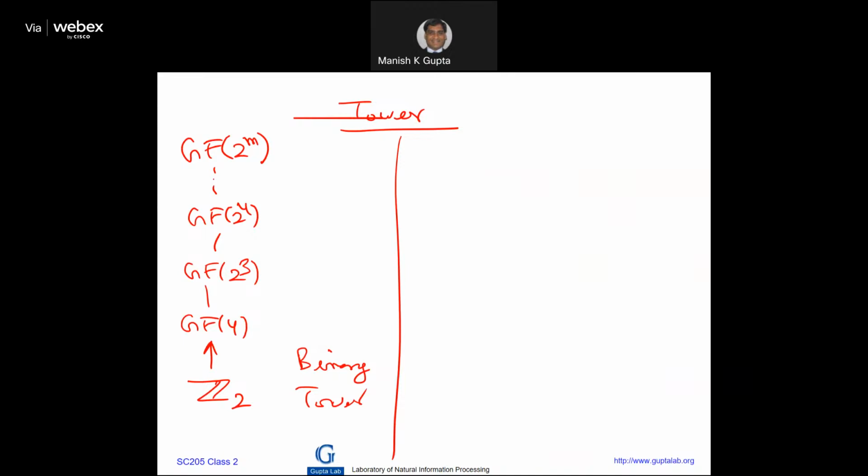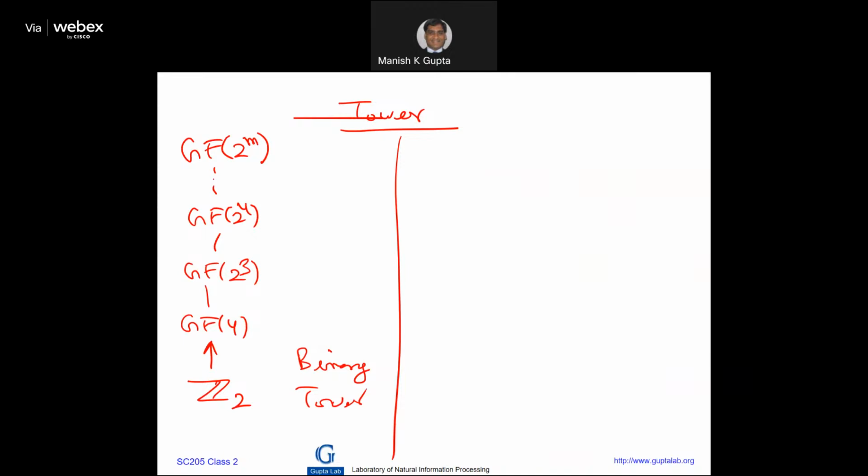So basically, you can build the tower. The thing is, where should I stop? From GF 2 raised to power m, I can go a bit further, to raised power m plus 1, and keep on going. Actually, there are some different things. For example, in the case of the reals, we know that from Q to R to C is a tower. And at C, everything is finished.